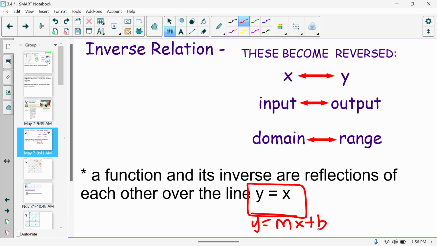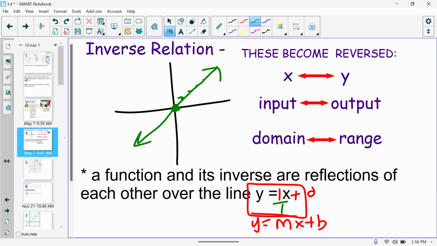So if you just have the equation y = x, it means m, the slope, is 1, and b, the y-intercept, is 0. So I want you to imagine what that line's going to look like. It's going to start at 0, and remember slope is rise over run, so it's going to go up 1 and over 1. So it's going to look like this when you see a graph of the line y = x.